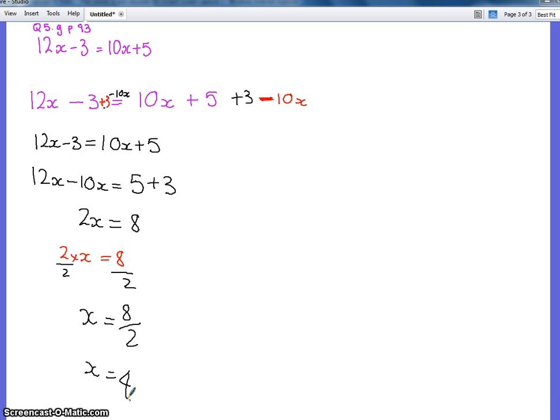Again, you can go back and check it if you need to. 12 4s are 48, take 3 is 45. 10 4s are 40, plus 5 is 45. Yes, that's what we're after.